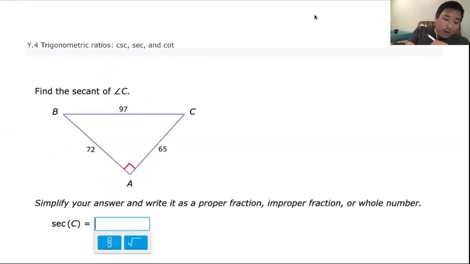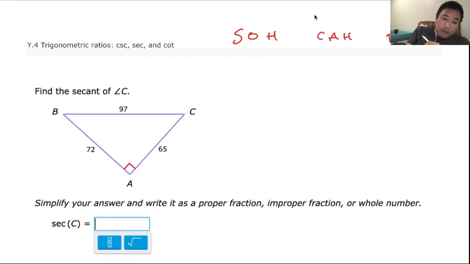So Y3, I think you learned SOH CAH TOA. Remember that sine is opposite over hypotenuse, cosine is adjacent over hypotenuse, and tangent is opposite over adjacent. These have partners that they're married to.